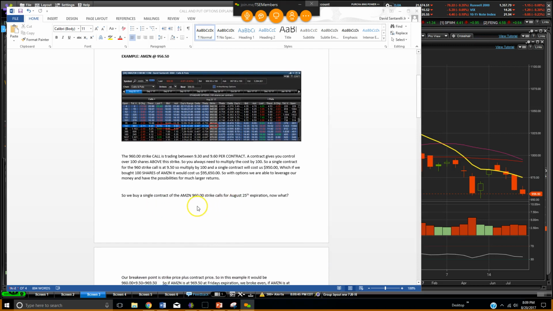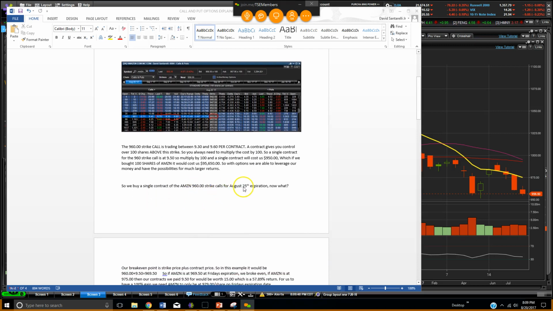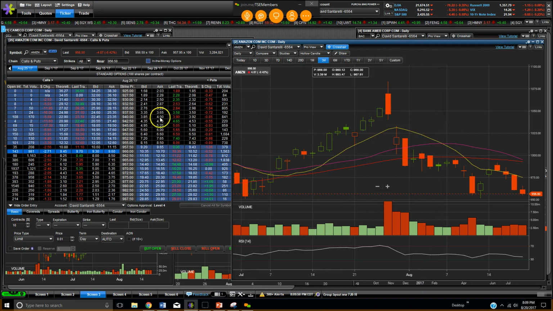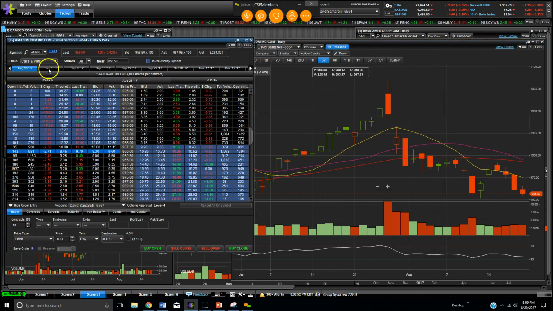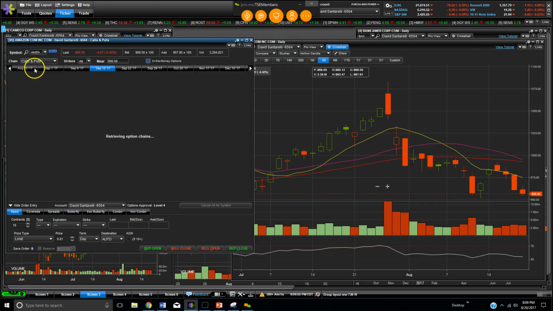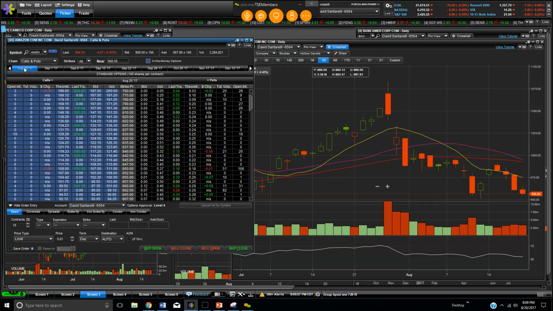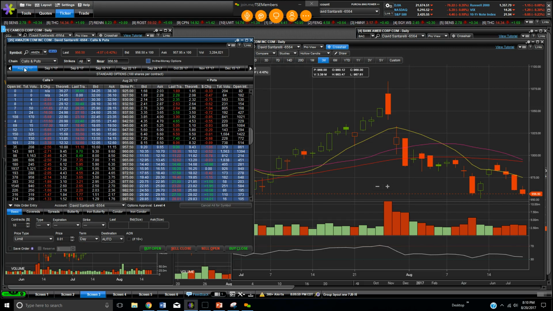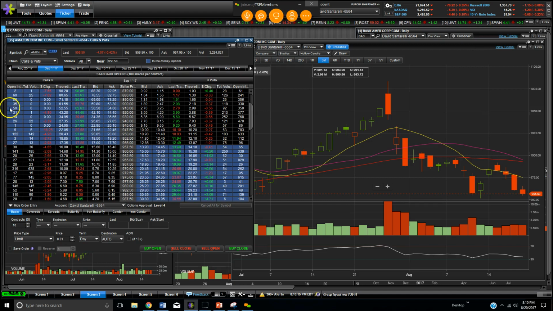So a single contract of Amazon for the 960 strike for August 25th expiration. And if you look here, you could click on as many expirations as you want. The third Friday of every month is your normal monthly expiration, and anything besides that is going to be your weekly expirations. So for example, here's a weekly expiration. Let's take a look, for example, at September 1st. You see the open interest and total volume.